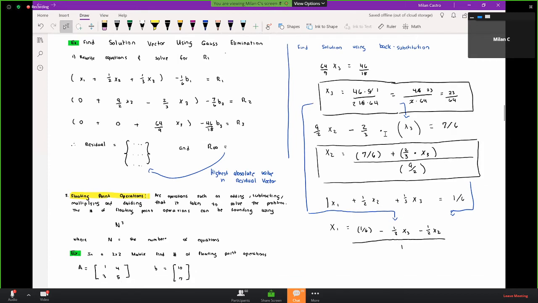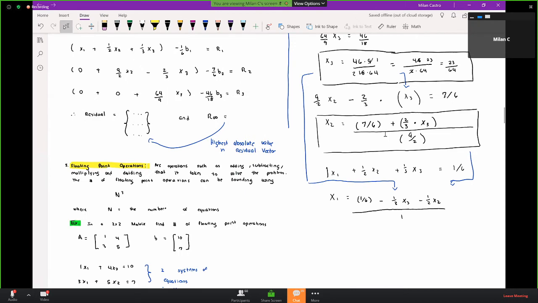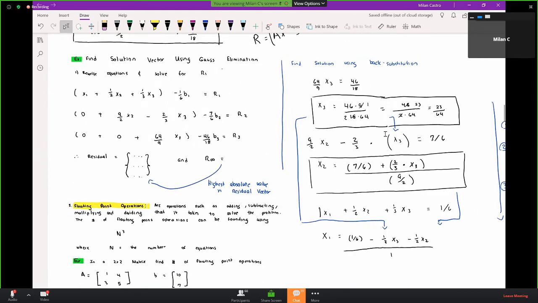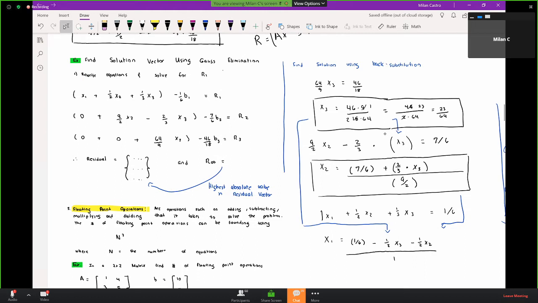You're just going to plug in x1, x2, and x3 into all the corresponding spots, and that's going to give you your residual vector. And then the residual infinity norm is just the absolute value of the highest value in there, so the biggest residual.